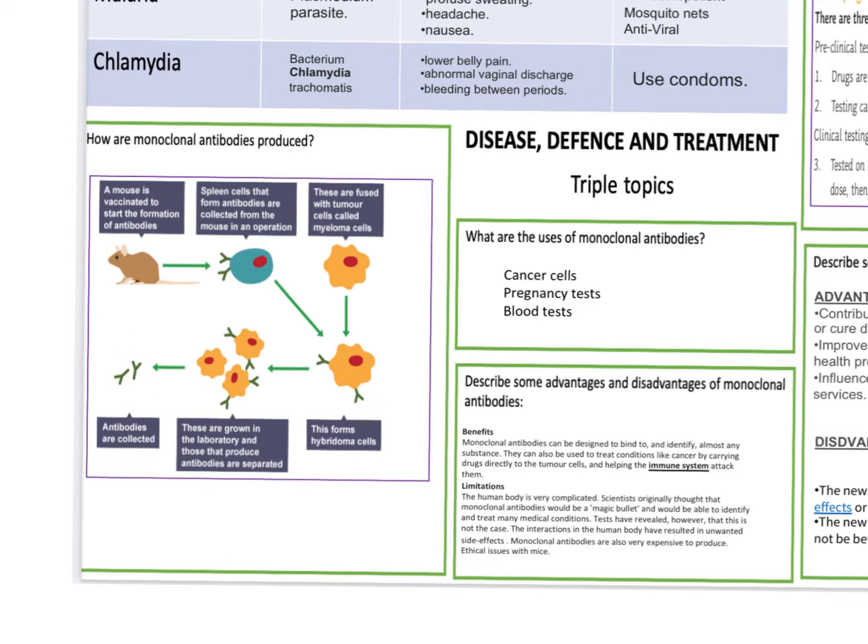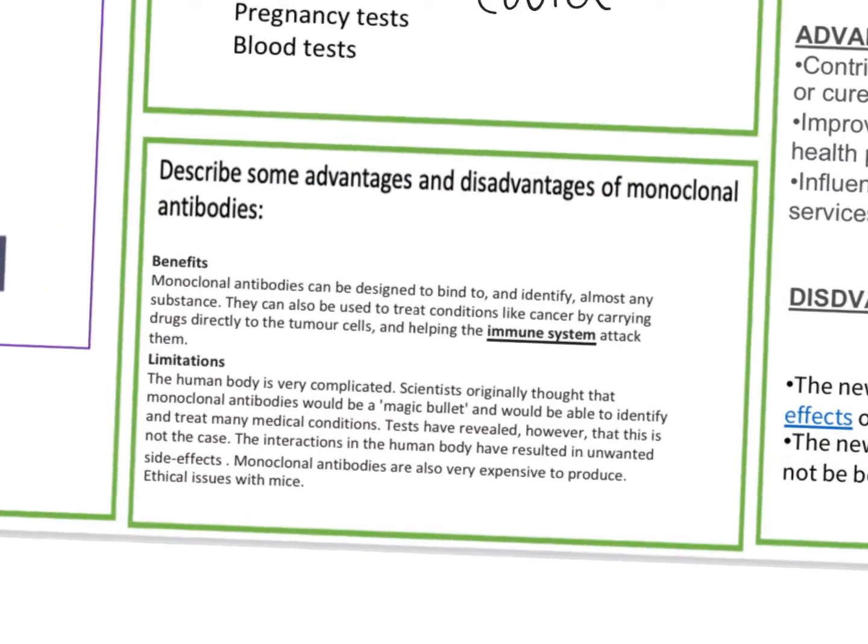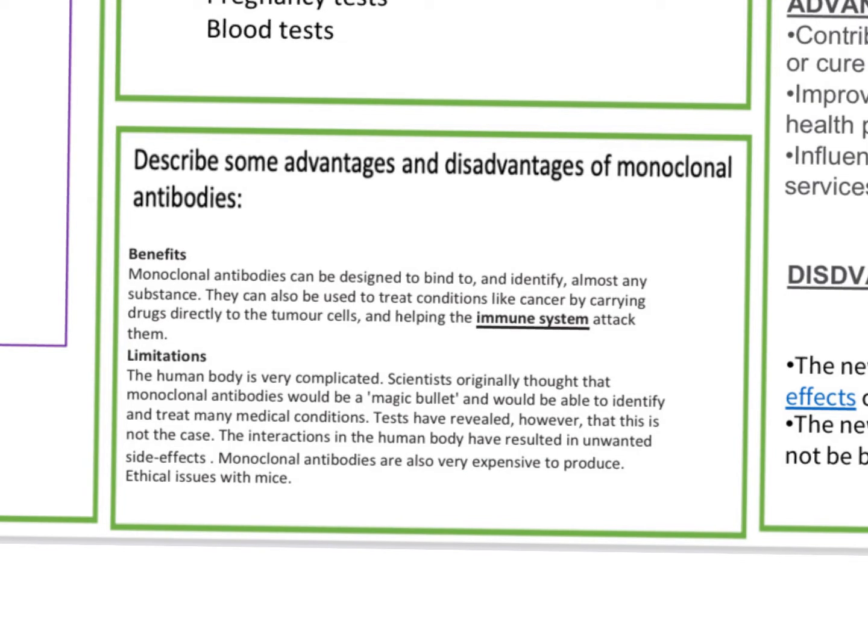Uses of monoclonal antibodies: cancer cells, pregnancy test, blood test. The big thing now is they're used in COVID testing. Advantages of using them: monoclonal antibodies can be designed to bind and identify almost any substance. They can also treat conditions like cancer by carrying drugs directly to the tumour cells.